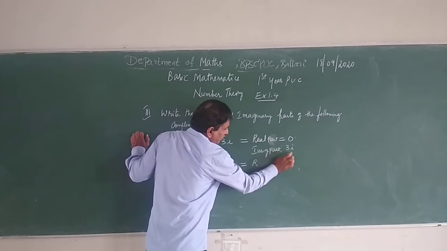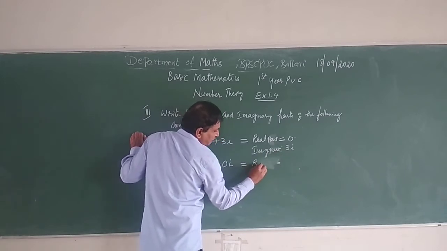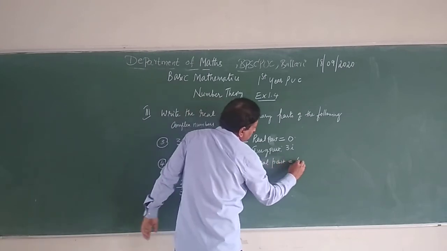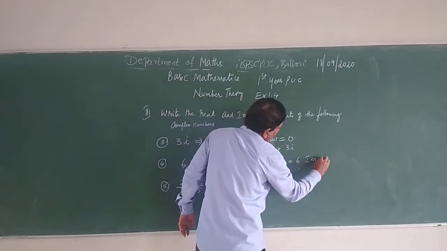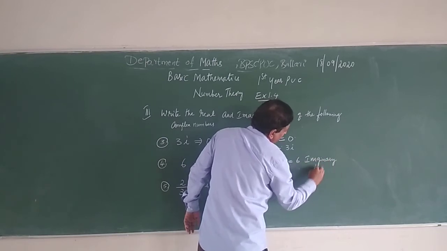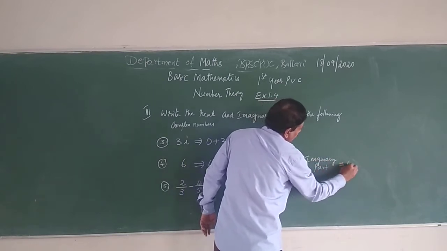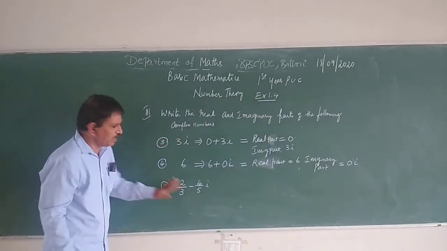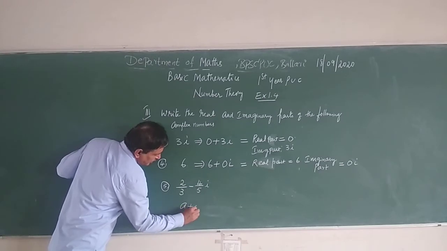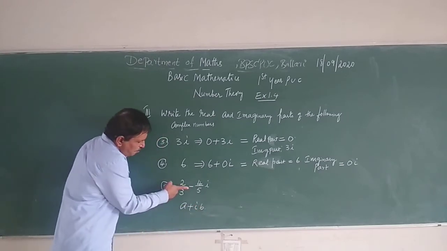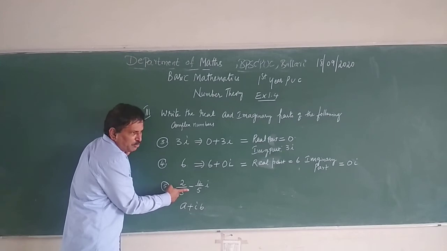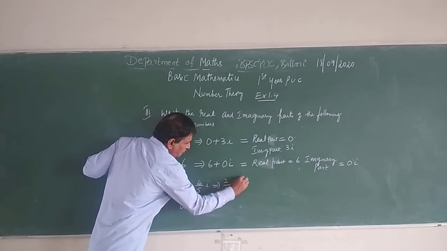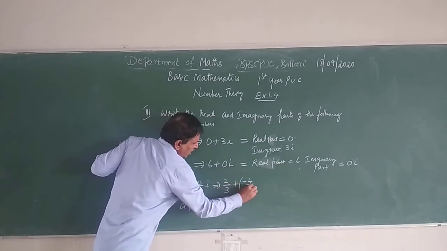The real part is equal to 6. The imaginary part is 0i. So very clearly, in this question this is the standard form only. This is in the form of a plus ib. But here, what happened? I should have a plus sign, but I have a negative sign. So what best I can write is 2 by 3 plus of minus 4 by 5i.